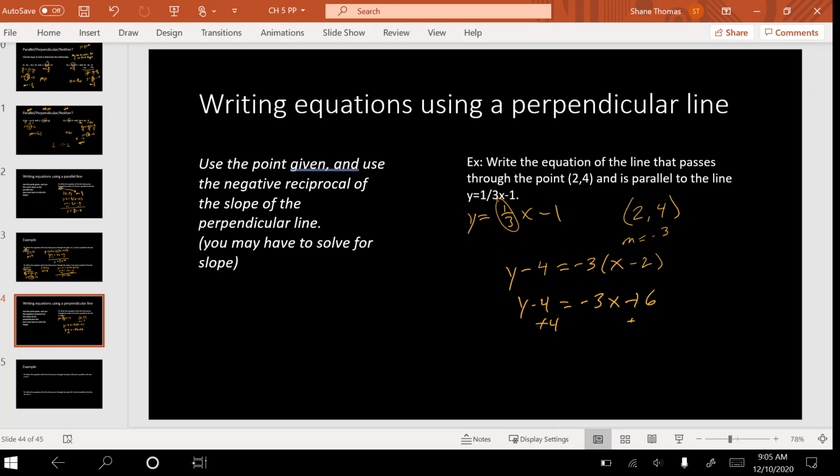Add a 4 to both sides. y equals negative 3x plus 10. So now, just check it real quick. My slope is negative 3. The slope in the other equation that it's perpendicular to is a positive 1/3. Are they negative reciprocals of each other? Yes, they are.